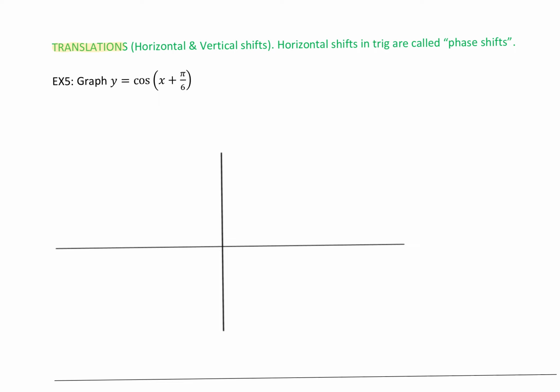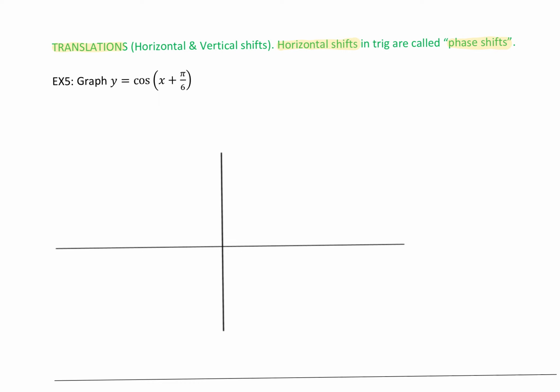So when we talk about a horizontal shift and we're looking at our trig or circular functions, these are what we call phase shifts. So that would be shifting along the x-axis. There is no name for a shift up or down. It's still just a vertical shift.